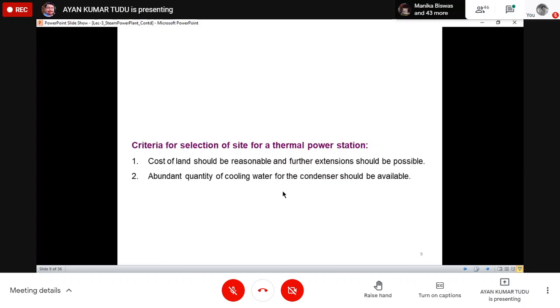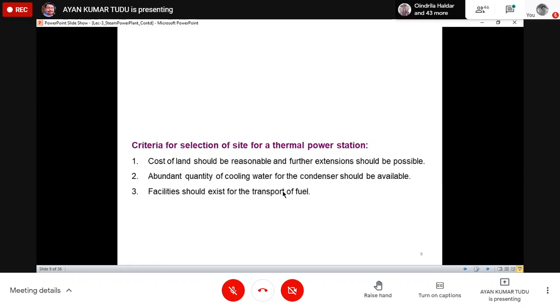So it should be, if possible, near a natural water source, or a stored water area should be available, because this abundant quantity of cooling water is required for the condenser. Okay. Third is that obviously the facilities should be there for the transportation of fuel.